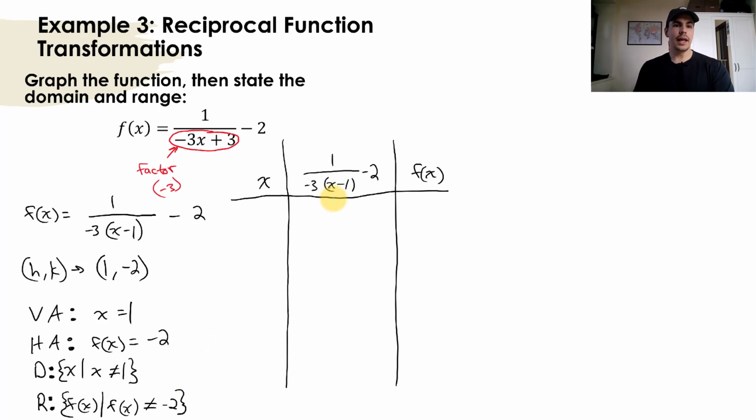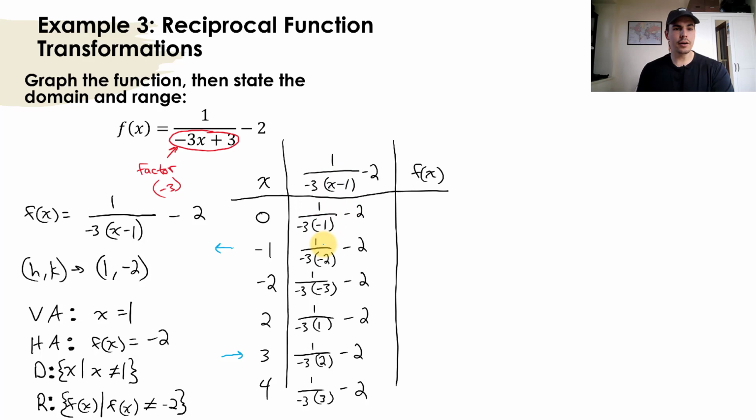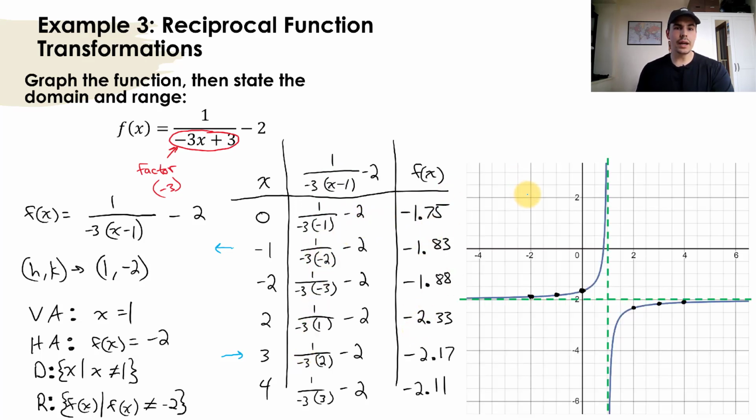And then we can start a table, and we can start picking some points here. We want to pick points on either side of our vertical asymptote. So if my vertical asymptote is x equals 1, then my x values should be 0, negative 1, negative 2. All of these are to the left side. And then 2, 3, and 4 are to the right side of x equals 1. So we can go ahead and plug in our values for x here, and you'll find some values for f of x. And then we can go ahead and graph from there.